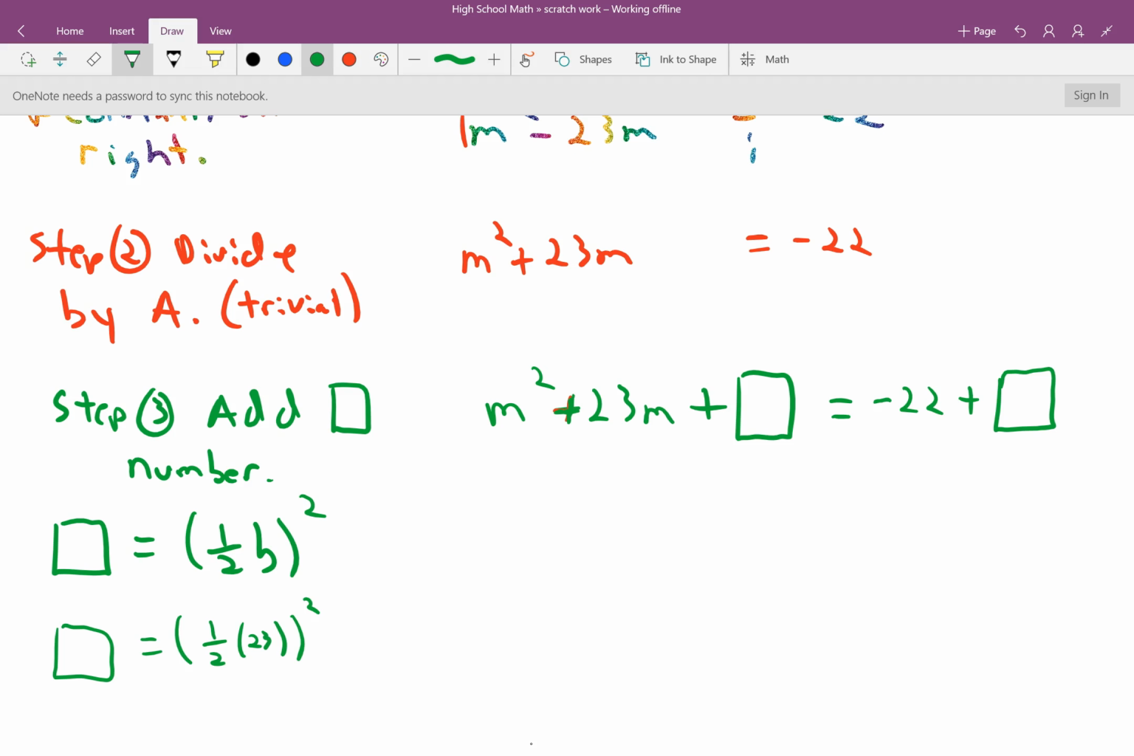1/2 of 23 quantity squared. Oh, heck it. What did you get? No, I hate this calculator. Did you get it? I'm not even sure how it's the inputs. Just take 1/2 of 23 and square that number.